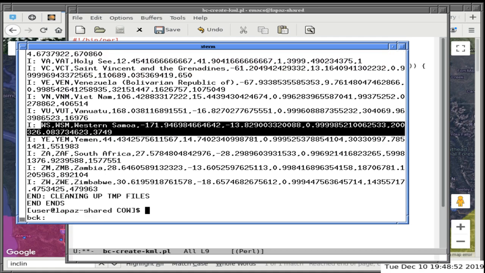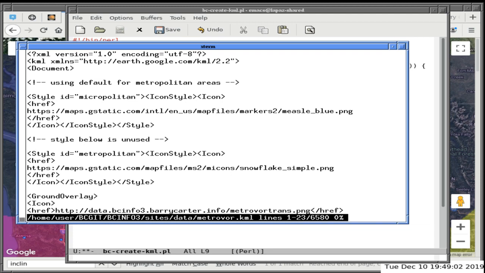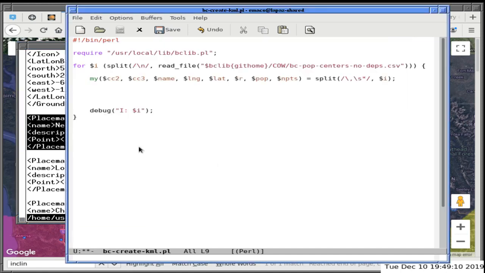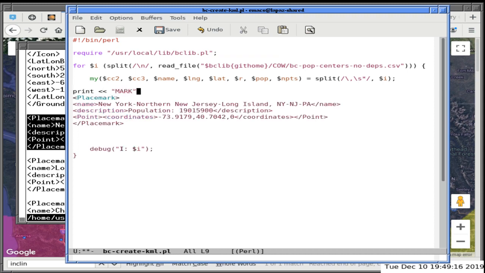Let's look at the other KML file I had. Yeah, it would also be useful if I kept my paths correct. All right, blah, blah, blah. And I think I never use these styles. So let's just do this. This is pretty ghetto. This is using the here document format that Perl has. And maybe it can be a little bit nice.